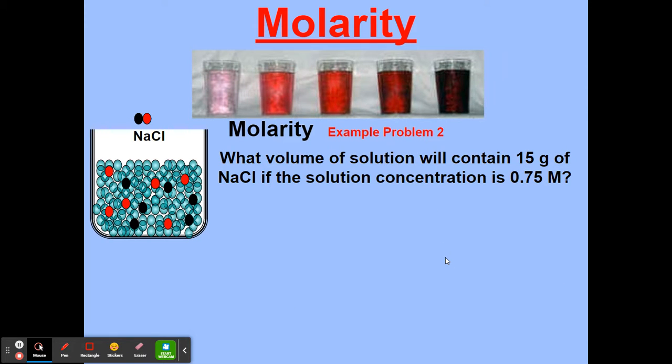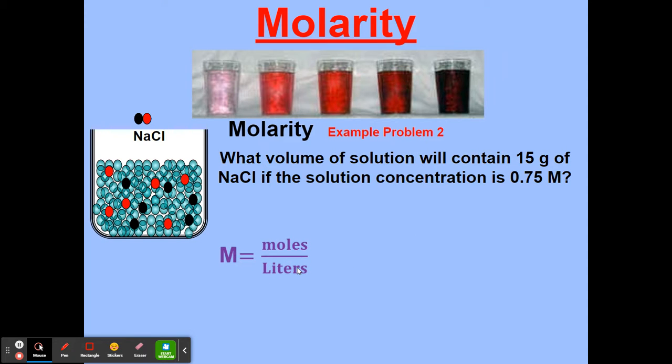Problem number 2. What volume of solution will contain 15 grams of sodium chloride if the solution concentration is 0.75 molar? So once again, we have the molarity formula. Molarity is moles over liters, but we only have the molarity. We don't have the moles, and they want to know what volume it is, so we don't have the liters. But they do give us 15 grams of sodium chloride, so we can figure out how many moles it has. And then we can use that moles in the molarity formula.